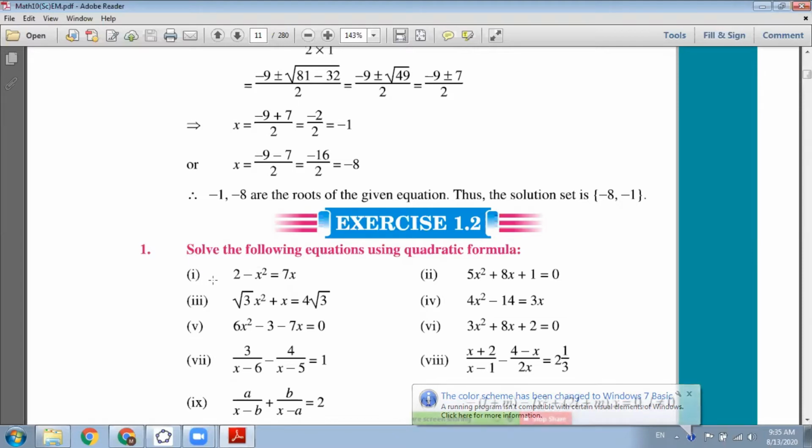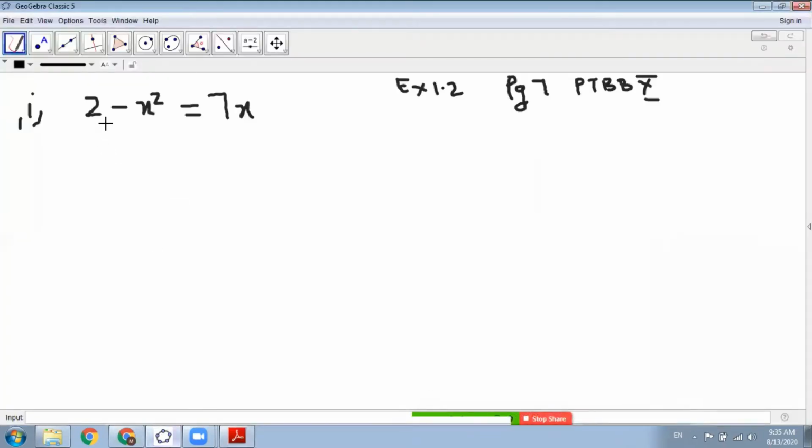Question number one, part one: 2 minus x square equals to 7x. So I write the question 2 minus x square equals to 7x here. The first step will remain the same. We have to write the quadratic equation in standard form first. So we write minus x square, then we move this 7x to this side, it will become minus 7x, and then plus 2 equals to 0.